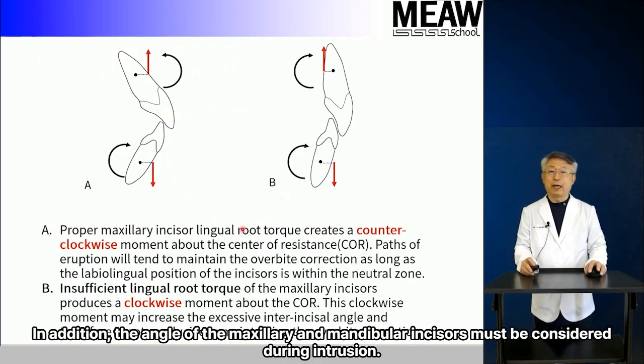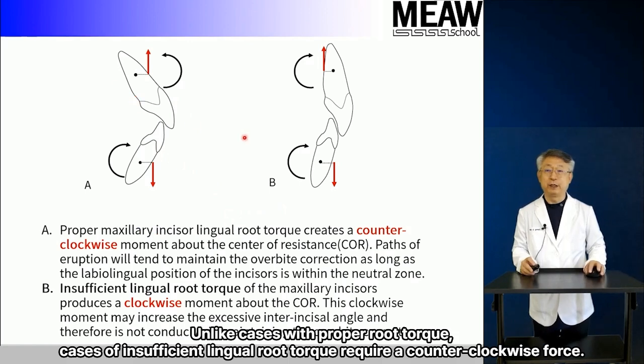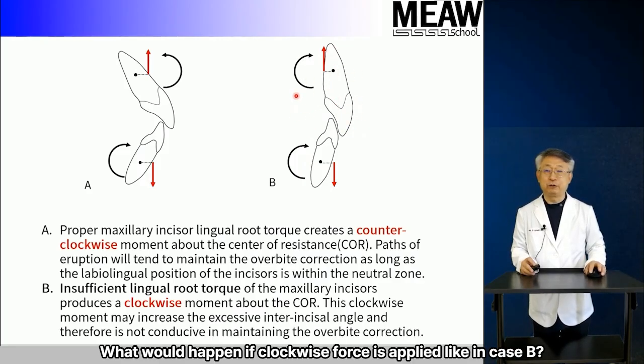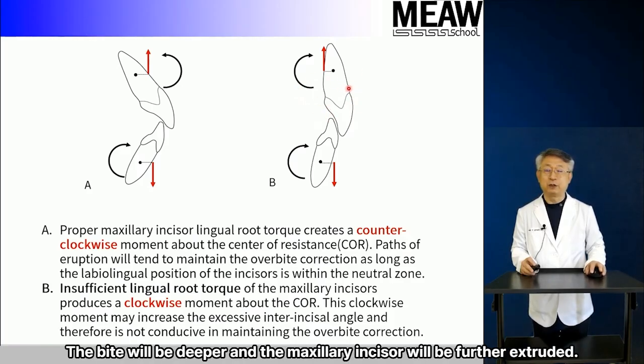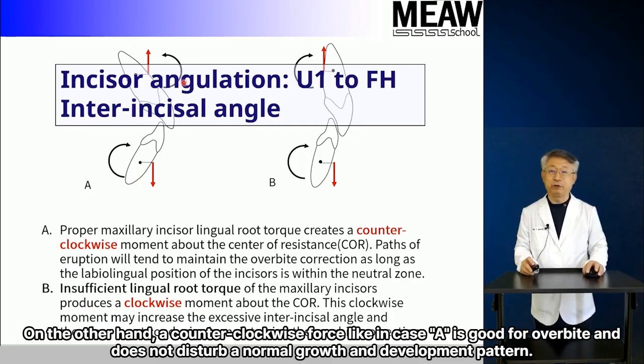In addition, the angle of the maxillary and mandibular incisors must be considered during intrusion. Unlike cases with proper root torque, cases of insufficient lingual root torque require a counterclockwise force. What would happen if clockwise force is applied like in case B? The bite will be deeper and the maxillary incisor will be further extruded. On the other hand, a counterclockwise force like in case A is good for overbite and does not disturb a normal growth and development pattern.